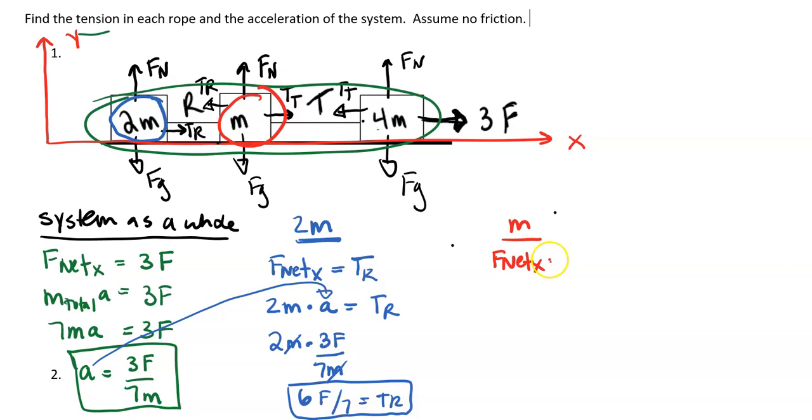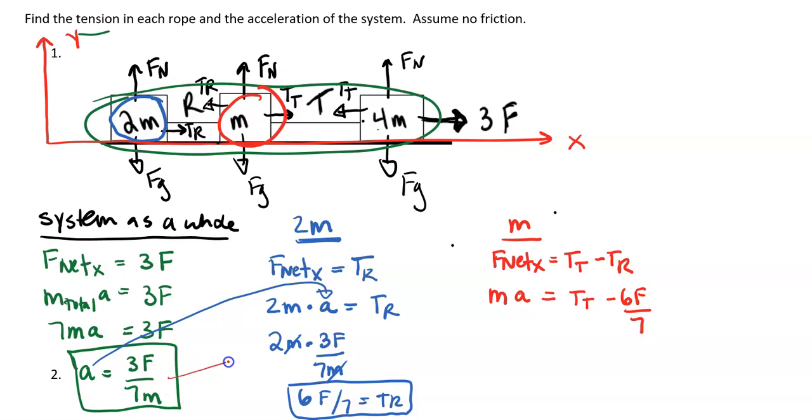Cool. So F net X is going to be, let's see, we have TT touching it, pulling to the right, and we have TR pulling to the left. So I'm going to say TT minus TR. So F net is going to be the mass times acceleration. TT we want to find. TR, oh, that's so cool, we already found it. So this is going to be 6F over 7.